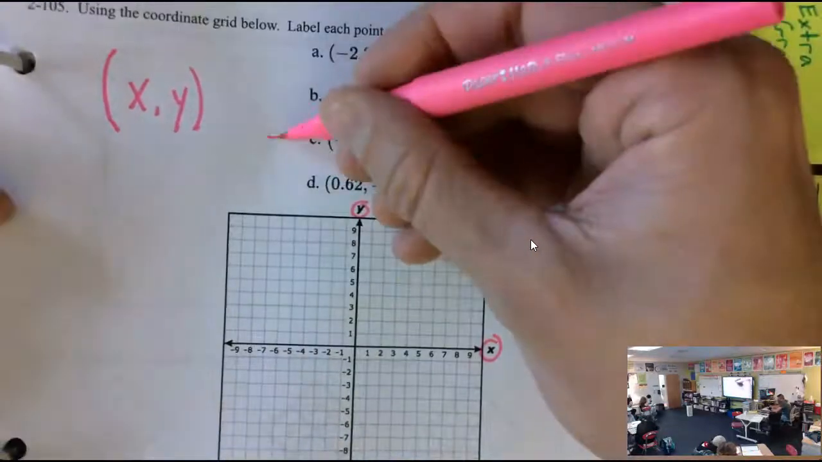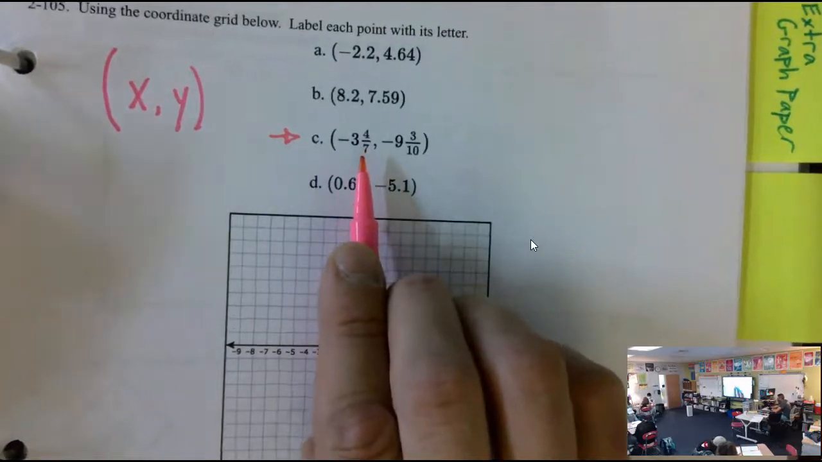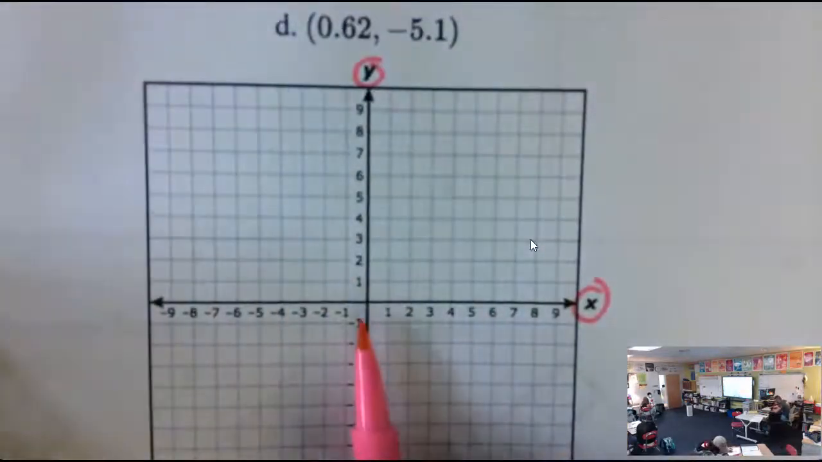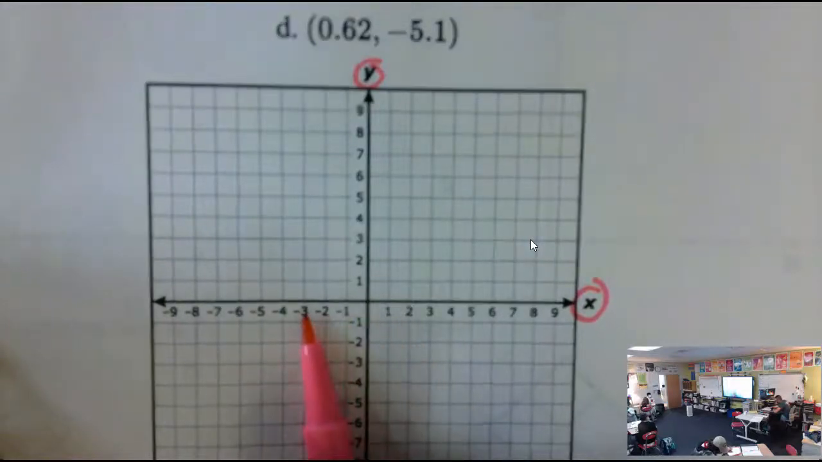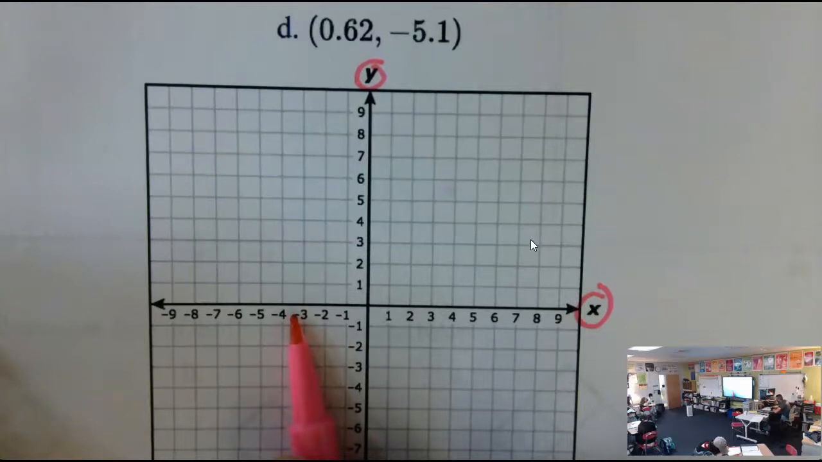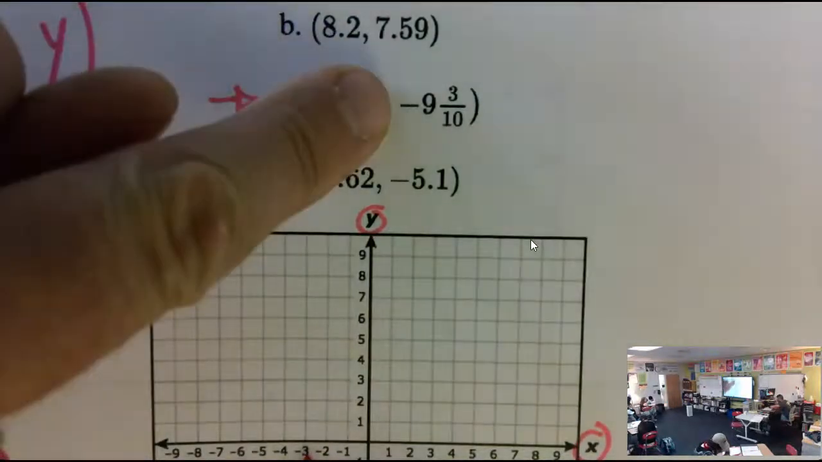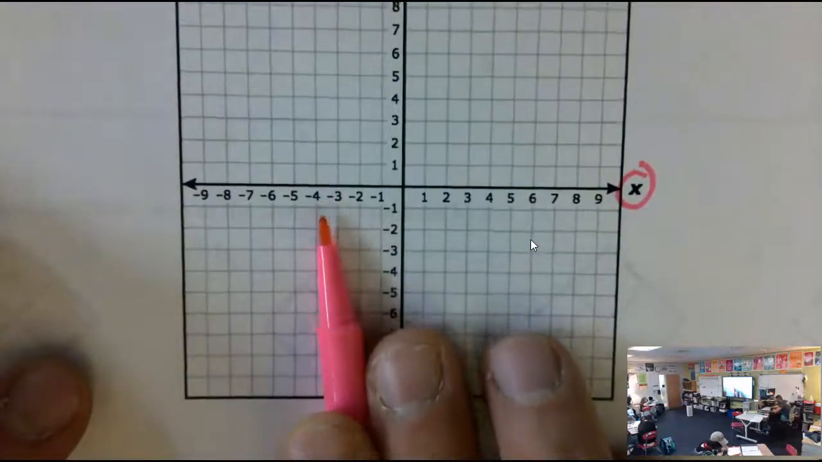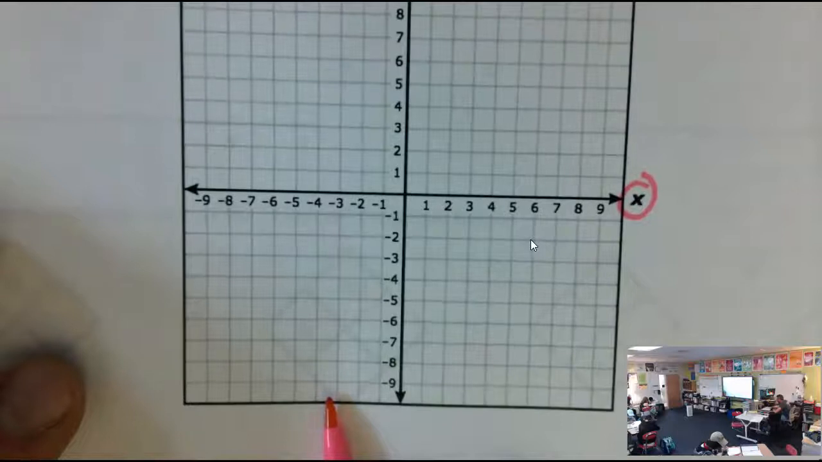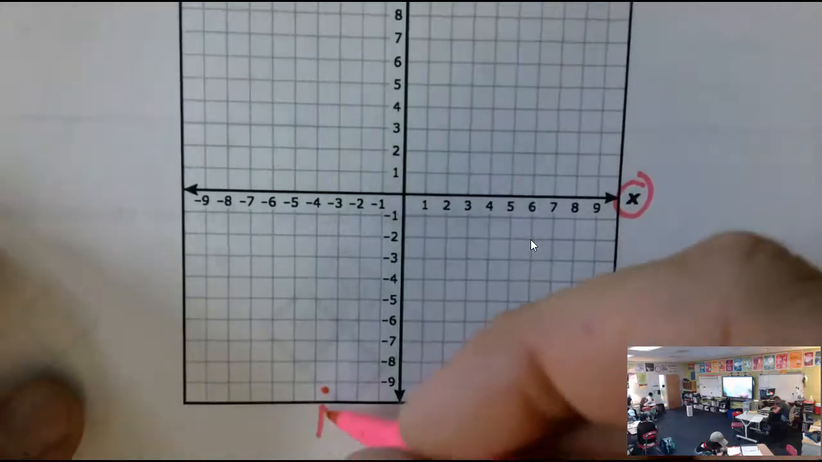So let's take C, for example. I'm going to negative 3 4/7. I'm going to zoom in for a second. I'm at negative 3 4/7. I just have to guess, guys. This graph is not perfect. So negative 3 4/7 is right here, in between the negative 3 and the negative 4. But then I go wherever the y tells me to. And the y tells me to go to negative 9 3/10. So my y is my vertical. So I go down, negative 9 3/10. So probably there. And then we label it, that is C.